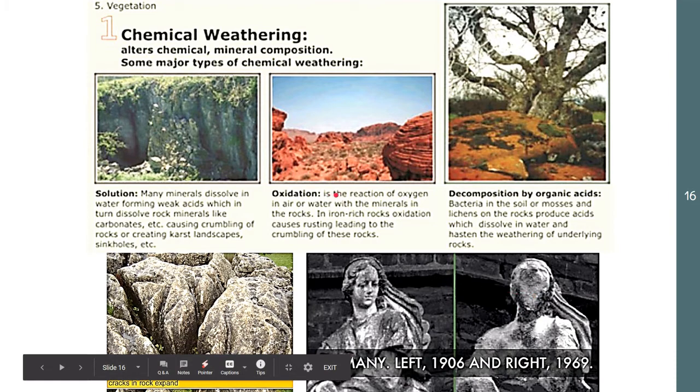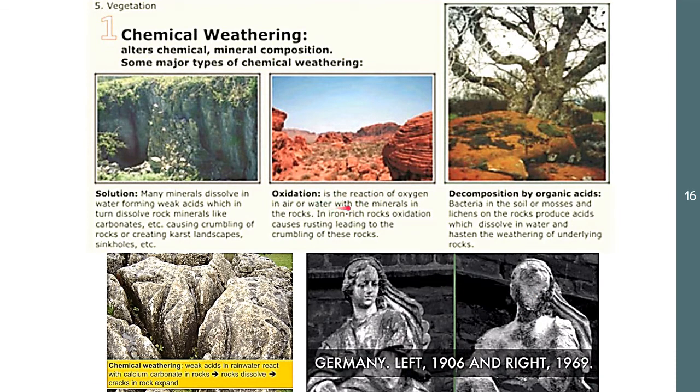And then oxidation is the reaction of oxygen in air or water with the minerals in the rocks. In iron-rich rocks, it usually gives discoloration and causes rusting, leading to the crumbling of these rocks. And then decomposition by organic acids: bacteria in the soil, or mosses and lichens on rocks, produce acids which eventually dissolve in water and hasten the weathering of the underlying rocks.